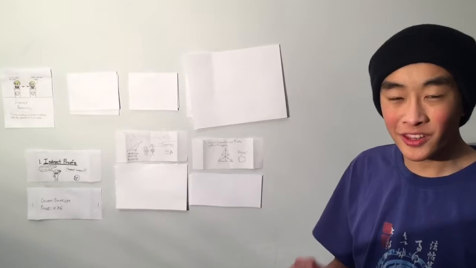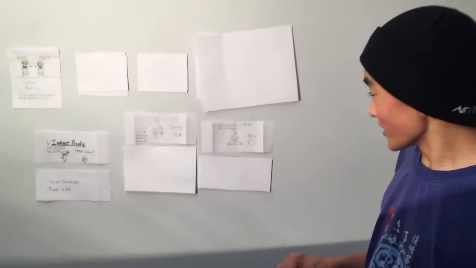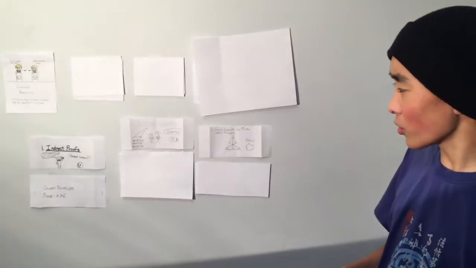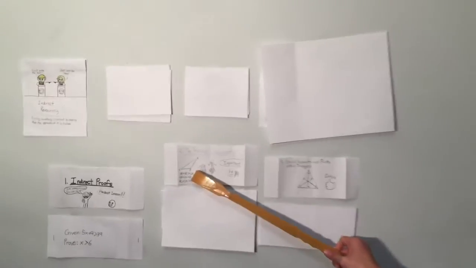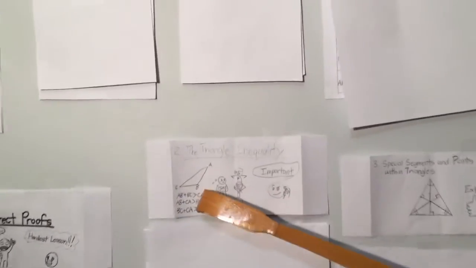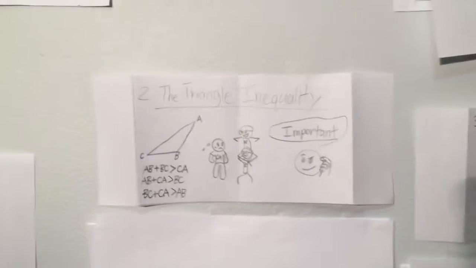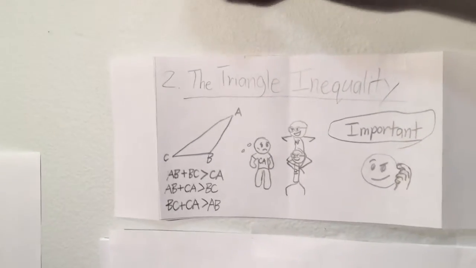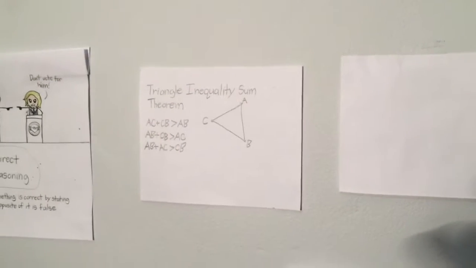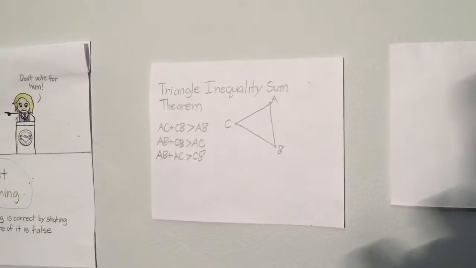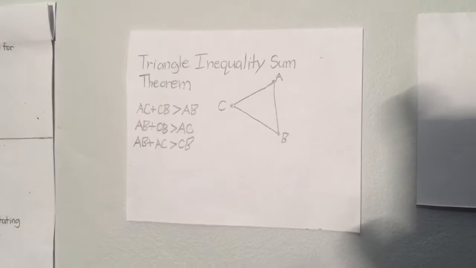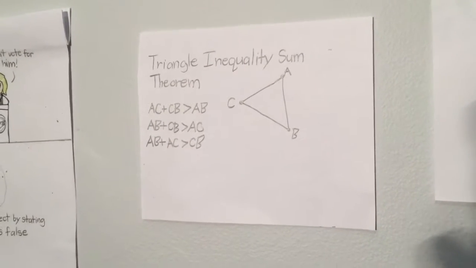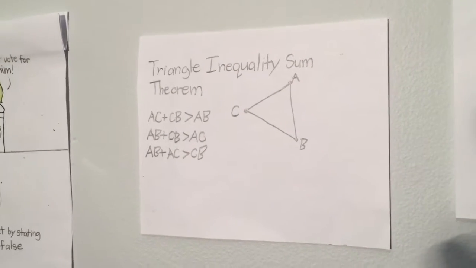Now onto the most important lesson, the triangle inequality. The triangle inequality is a way of measuring a triangle using a very important theorem you must know. The triangle inequality sum theorem. It's when the sum of two lengths of a triangle has to be greater than the third side of the triangle.